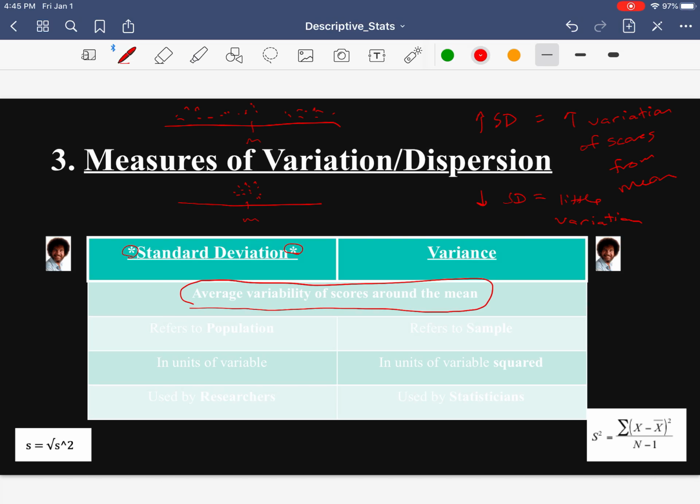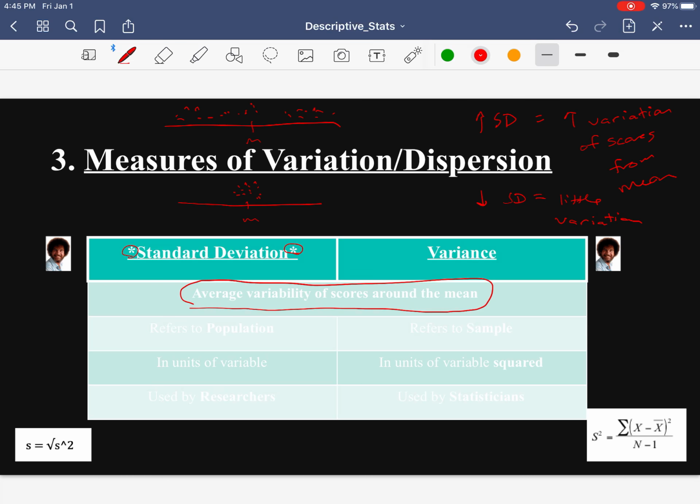For me, I just memorized a definition, and this is what made sense to me. Average variability of scores about the mean. If there's a high standard deviation, the scores vary a lot from the mean. The mean is the same, but other scores around it are spread out. In a lower standard deviation, same mean, but we would have scores that are more clustered around the mean.